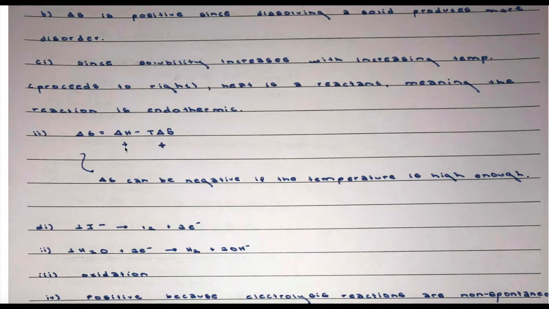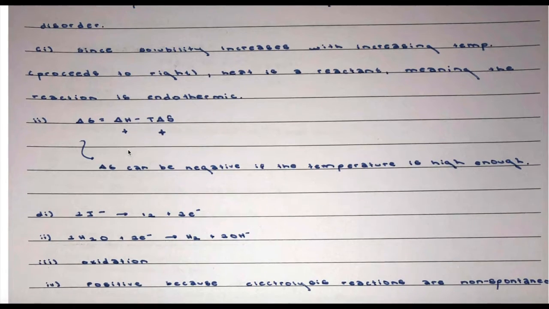Because notice delta S is positive, which could make your delta G positive, but we want it to be negative. So as long as your T, your temperature, is large enough, then the fact that delta S is positive will supersede the fact that your delta H is positive.